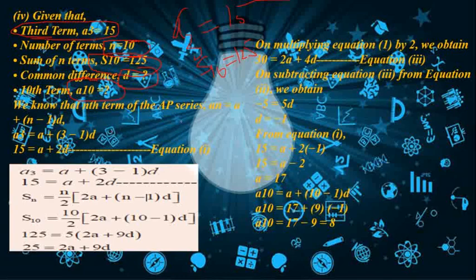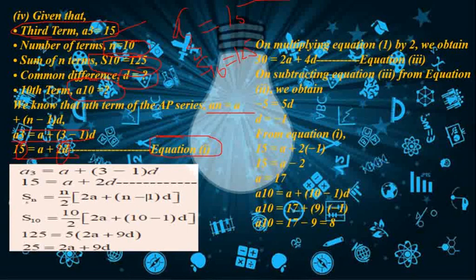As we know, the formula for the nth term of the series is a plus n minus 1 into d. Now substitute the known values: a3 will be equal to a plus 3 minus 1 into d. As we know the value of a3, substitute these values first. So 15 is equal to a plus 2d. Let us consider it as equation number 1.